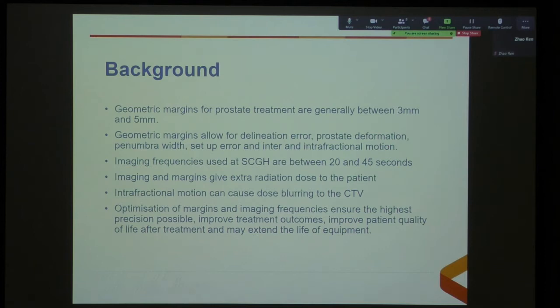So, back to that first statement, of having the highest chance of relapse-free survival. And also we want to minimize the extra radiation we give to the patient to improve their quality of life after and potentially extend the life of our equipment.